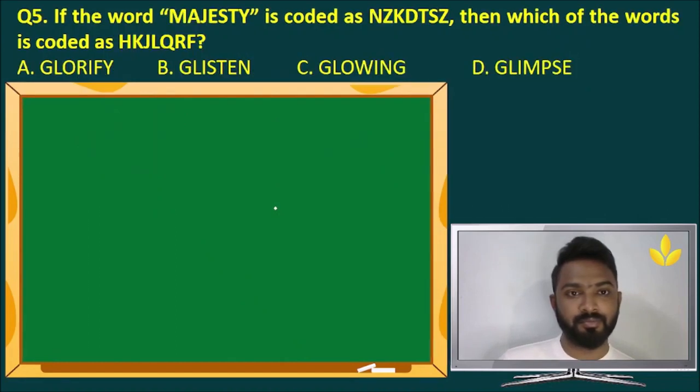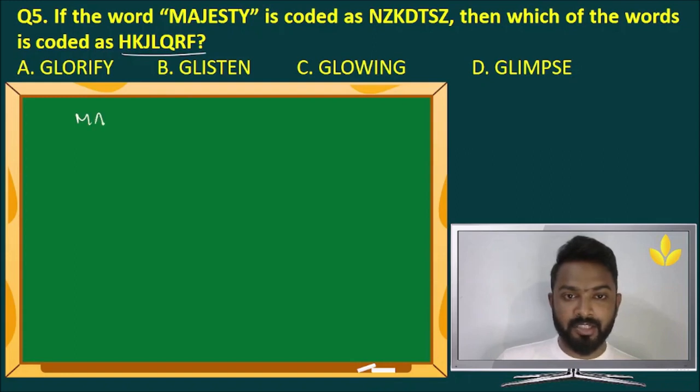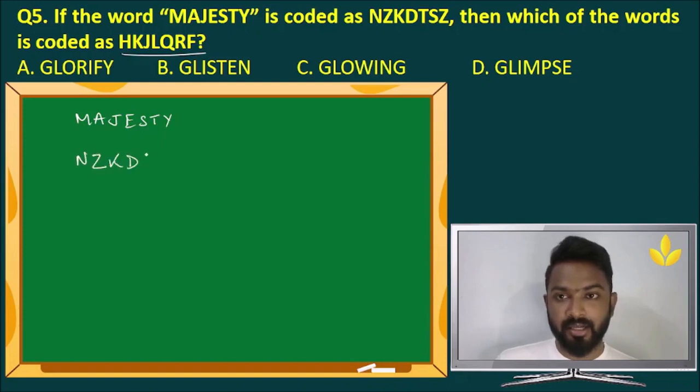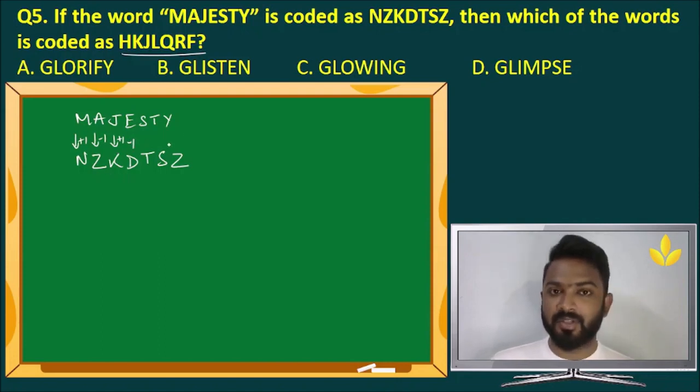Let's move on. Question number 5. This question is different from all the other questions because in all the other questions we were encoding. In this question we have to decode this message. Let's see. We have the word majesty and the coded version is NZKDTSZ. What is the code? M plus 1 is N, A minus 1 is Z, J plus 1 is K, E minus 1 is D. So plus 1, minus 1, plus 1, minus 1, so on and so forth.